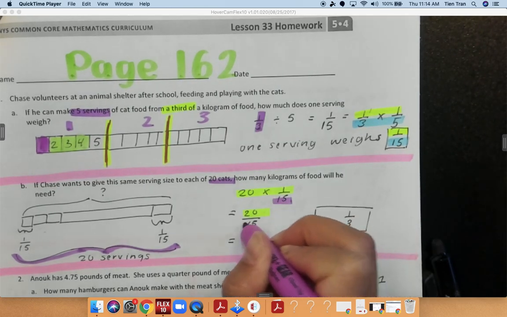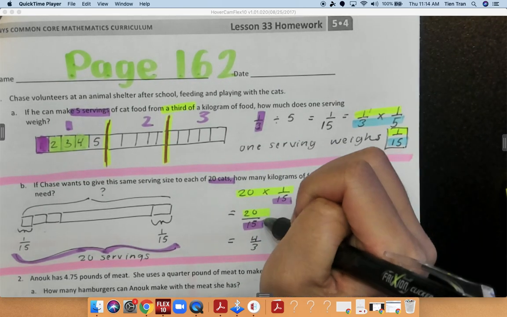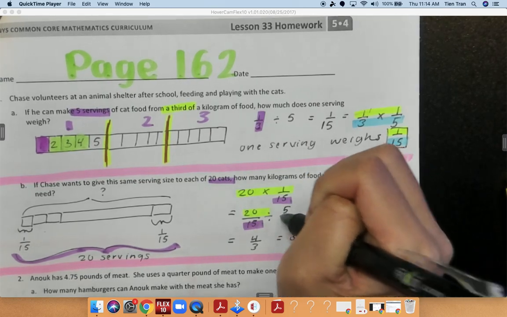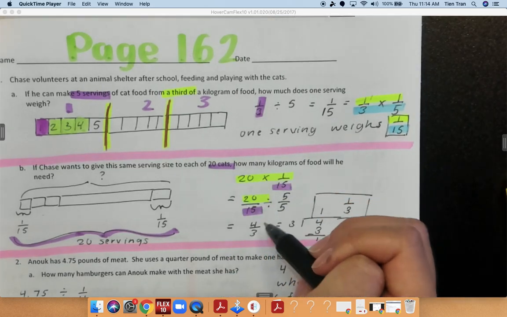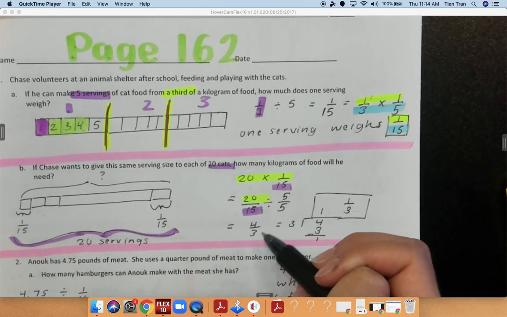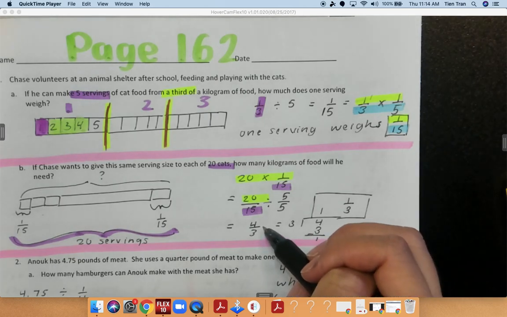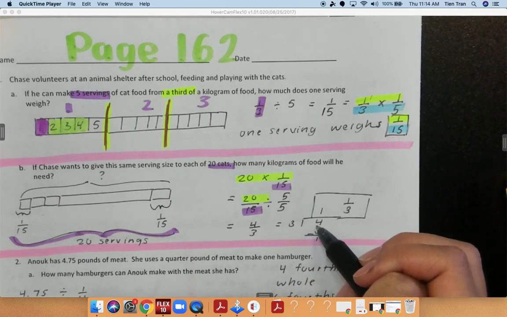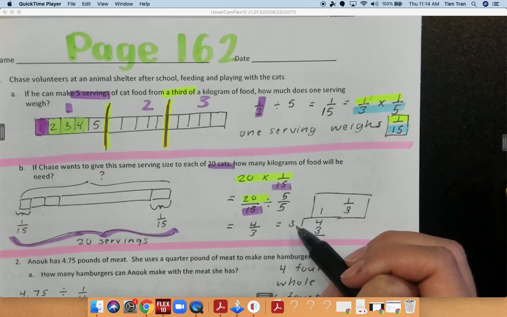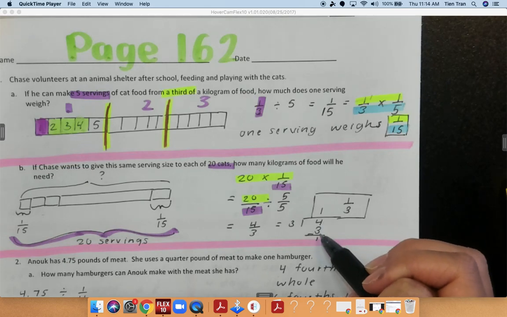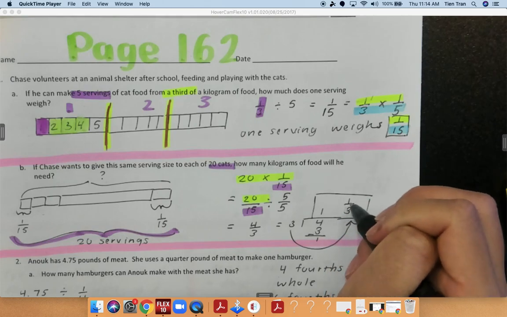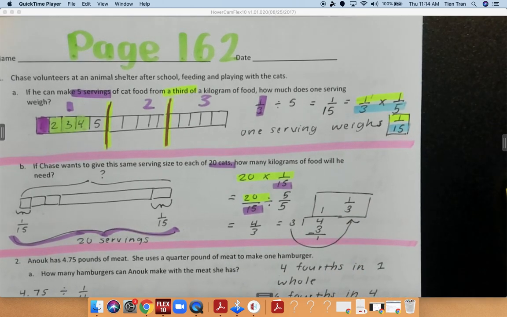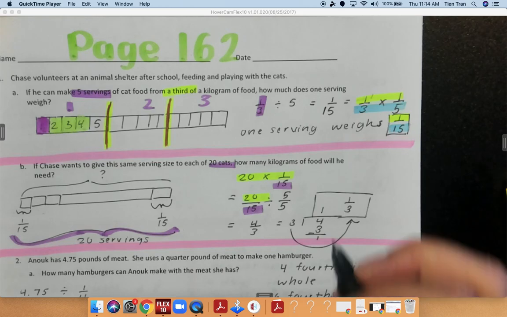It doesn't change. And then we need to simplify. So I'm simplifying 20 and 15 by dividing the numerator and denominator by 5. 20 divided by 5 is equal to 4, and 15 divided by 5 is equal to 3. If I were to divide 4 divided by 3, my 4 would be my dividend, 3 would be my divisor. 3 can go into 4 one time. 3 times 1 is 3. 4 minus 3 is equal to 1. My remainder is 1, and my denominator is 3. So my answer is 1 and 1/3. That's how many kilograms of food he will need.